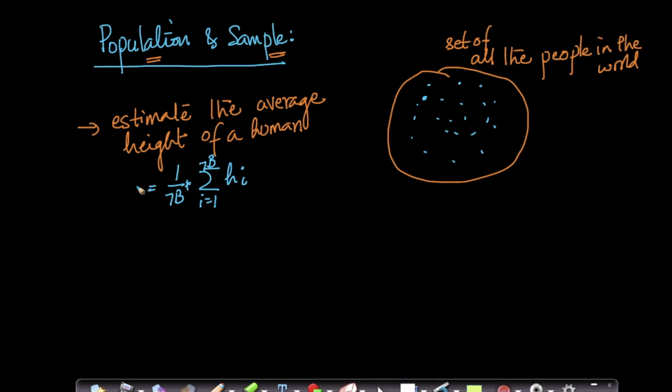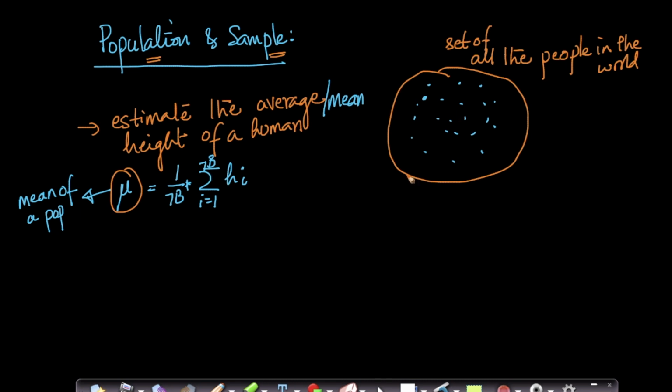This is the average population height, right? So here in this case we want the average or the mean height of all human beings. We often represent the mean of a population, so this is the mean of a population, typically as the mathematical symbol mu. Now it's impossible to do that.